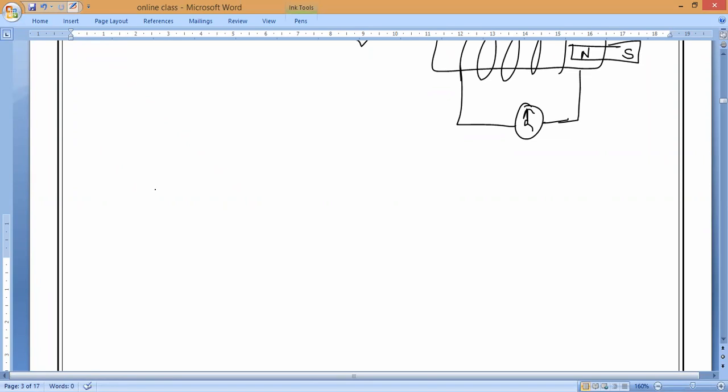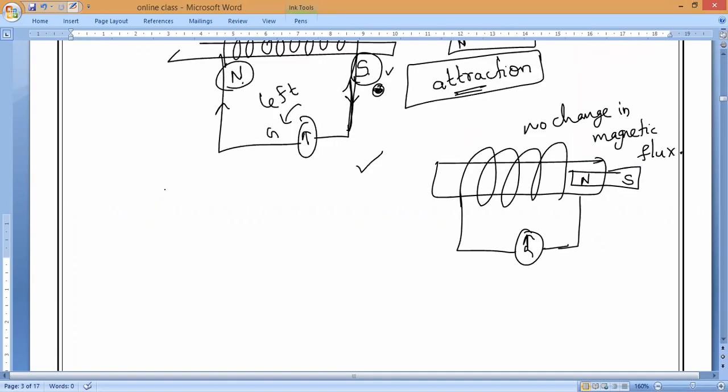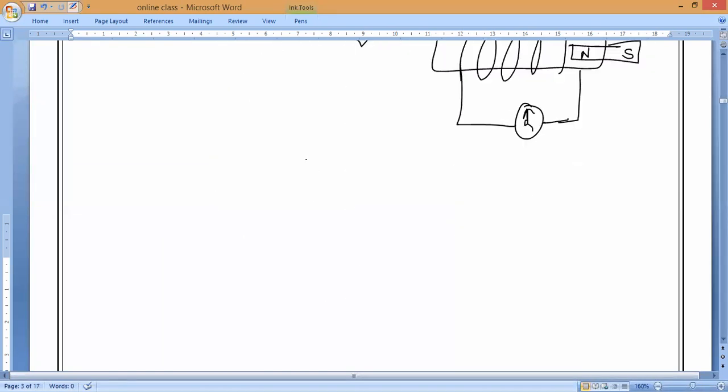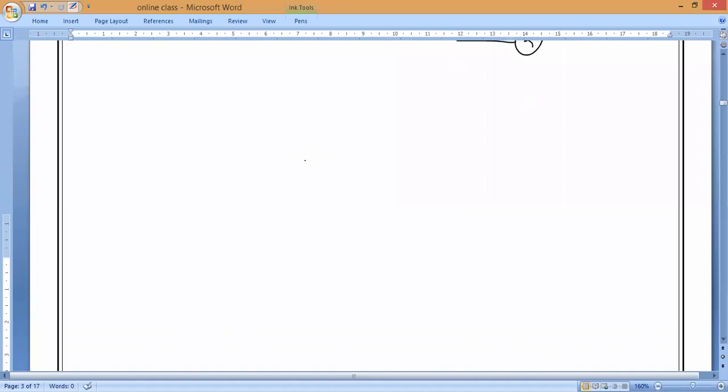So in the first and second experiments, what he found: the relative motion between the coil and the magnet produces induced current. In the second experiment, the relative motion between the different coils, one of which carries current, produces induced current. Yes or no, guys? Please respond, everybody. So in both experiments, because of relative motion only, it is producing induced current. Yes or no, Bhumika?